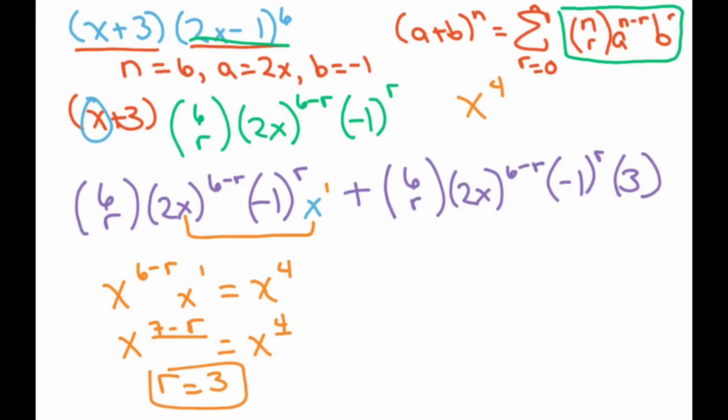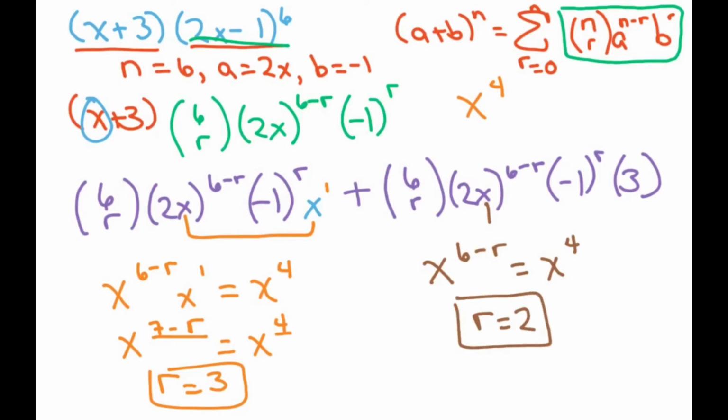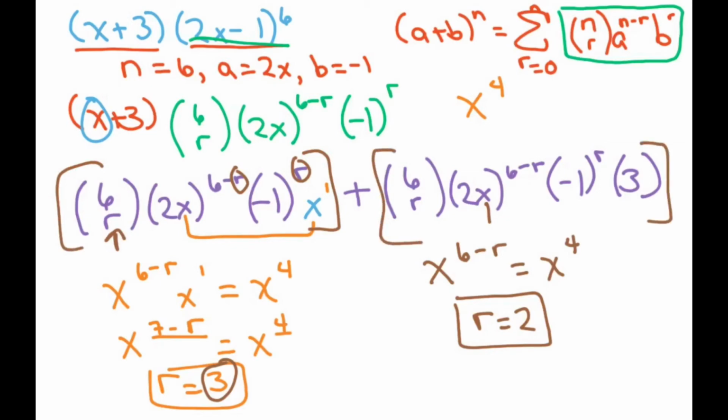Alright, now for this side, we're going to have just the 1x. So we have x to the 6 minus r, and we also want that to equal x to the fourth. So in this case, my r equals 2, because 6 minus 2 is 4. And then I'm merely going to plug in my r's. I'm going to plug in 3 to the first part, and I'm going to plug in 2 to r in my second part.